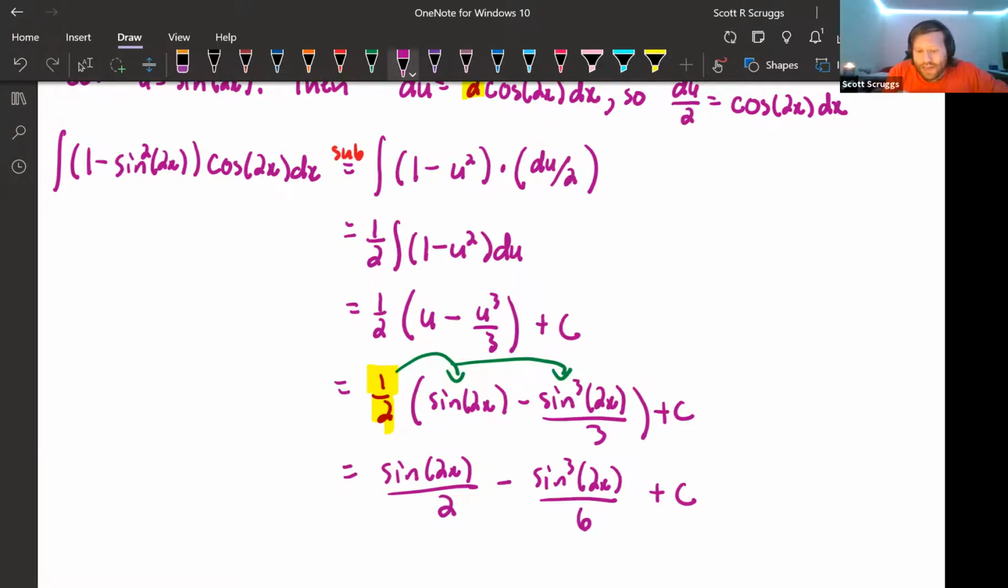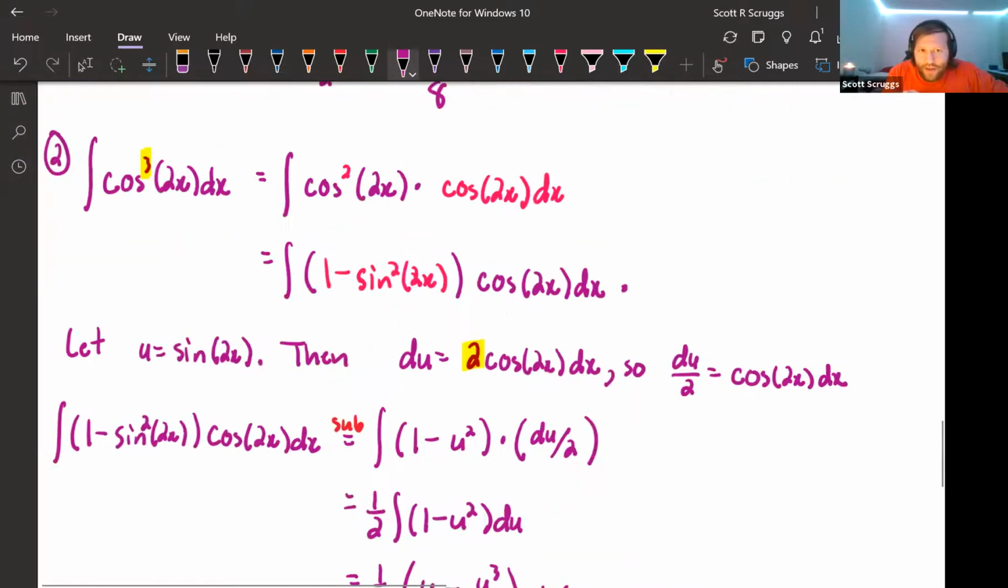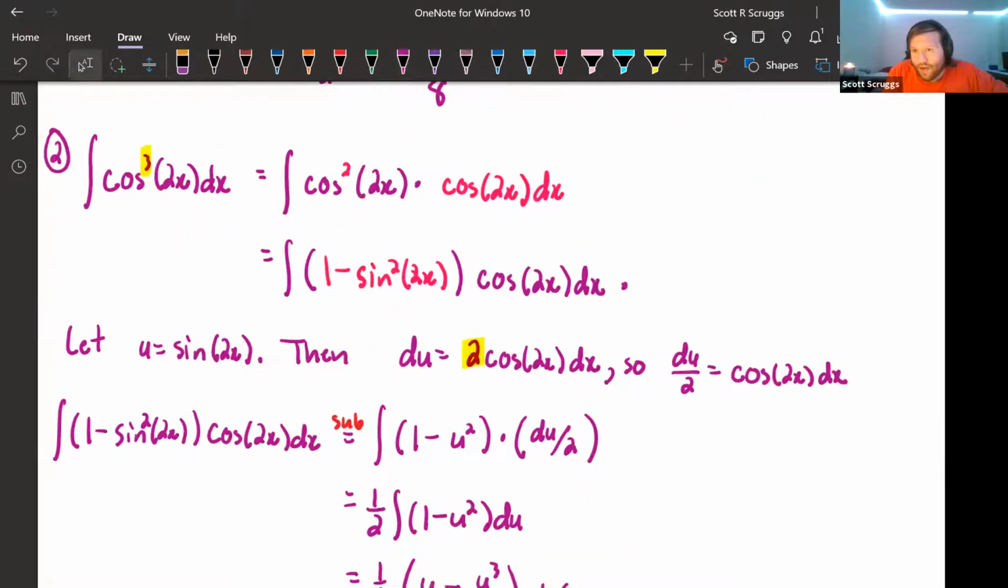Any questions about this particular integral and our work for here? All right.